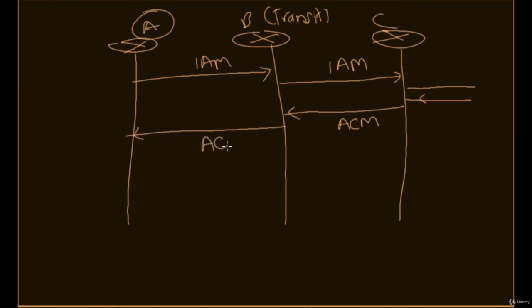And on receiving this ACM at the originating exchange, this exchange will start alerting the A party, the calling party. Then the alert will start. Okay, so that's all about the ACM message.